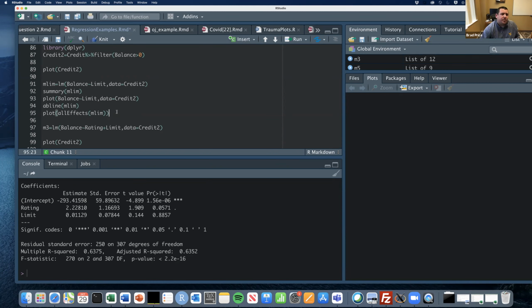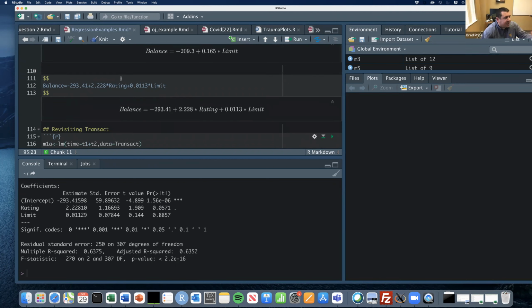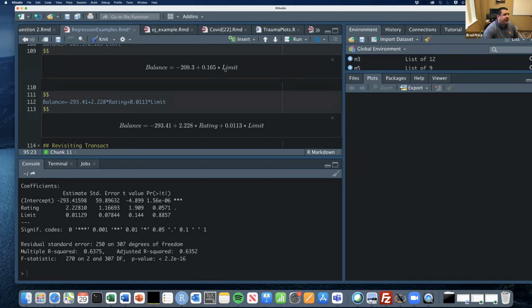Now, what we do is we come down and we talk about this. The discussion I just had with you guys is what you'd write down. You say, look, we know limit is an important predictor, but when I look to add rating, the effect of limit disappears. Why? Because we only need to know one or the other. Both doesn't help us. Both does not create a better model in this case.